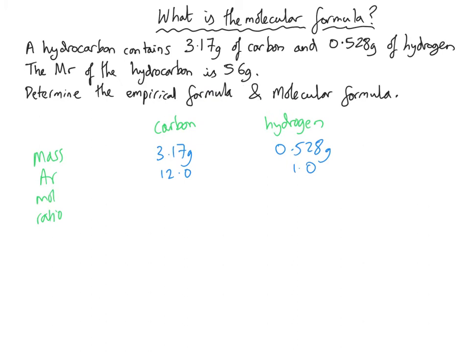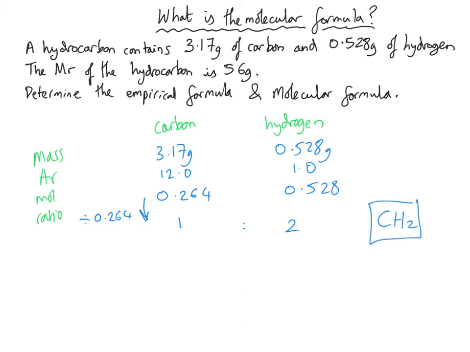When we calculate the moles, 3.17 divided by 12 gives us a moles of carbon of 0.264. Hydrogen is 0.528 because we're dividing it by 1. And then the ratio, we need to divide them both by the smallest, which is 0.264. And so we get 1 for the carbon, and we actually get 2 for the hydrogen. So the empirical formula is CH2.